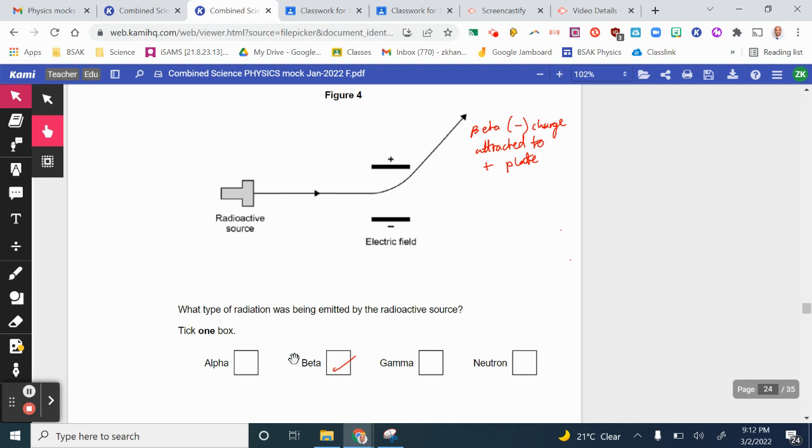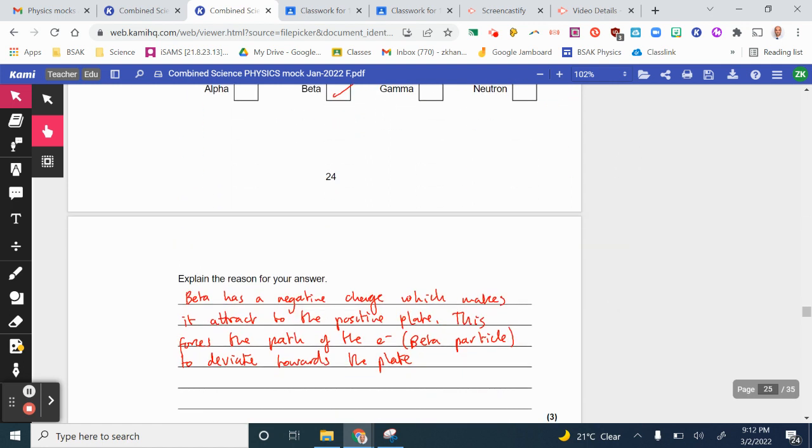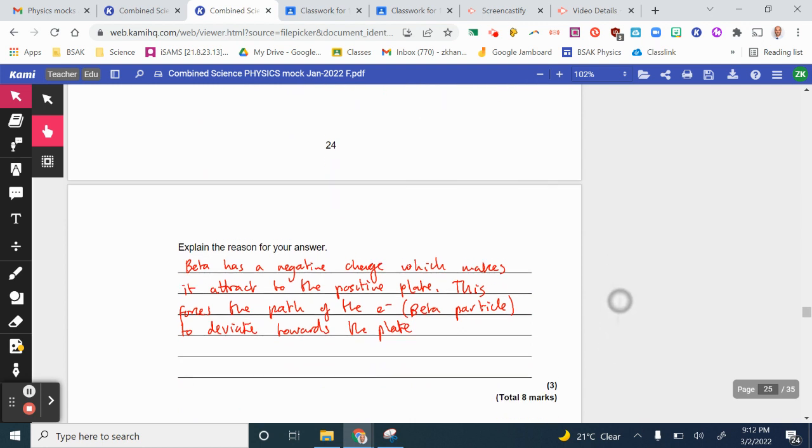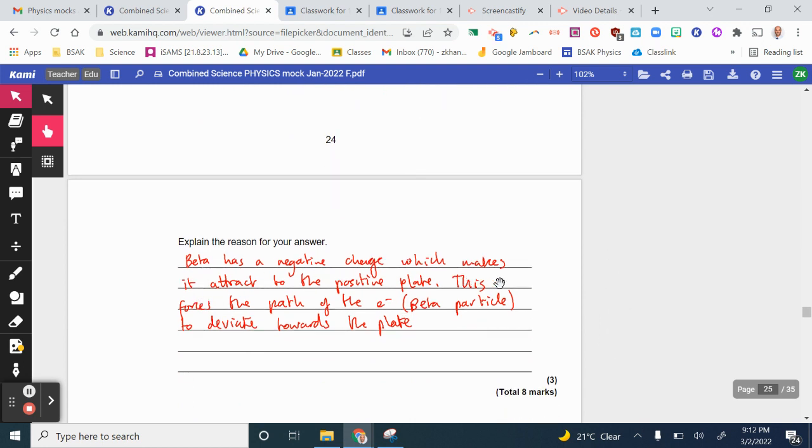It is beta radiation, which is an electron, and electrons are negative, so they are going to be attracted to the positive plate. Alpha is positive, so it will bend the opposite way, and we don't see that. Gamma doesn't have any charge, so it will go straight through. And neutrons do not have any charge, and they'll go straight through as well. And the reason for beta is because beta has a negative charge, which makes it attract to the positive plate, and this forces the path of the electron to deviate towards the plate.